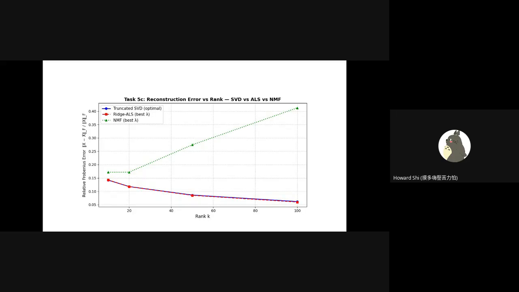Hello. Okay, so here we talk about the benchmarking against the SVD. Yes, next page. And as you can see, according to the previous task, NMF error is increasing as K increases. And what we expected is it should decrease as SVD and ALS do. The NMF curve is expected to sit above both SVD and ALS and decrease as well, showing the cost of enforcing non-negativity.